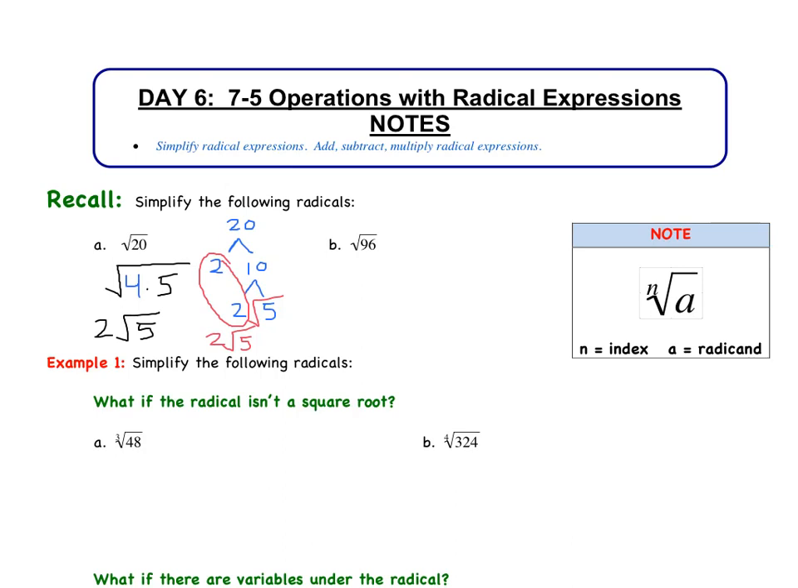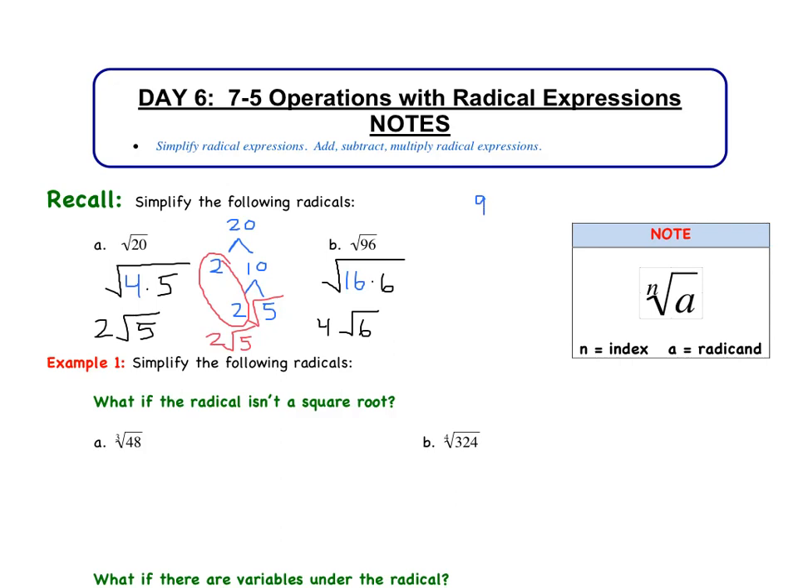Quickly looking at the square root of 96, we could say, let's look at the biggest perfect square that goes into 96. Maybe we recognize right away that the biggest perfect square that goes into 96 is 16, and it goes into 96 6 times. The square root of 16 is 4, and we're left with the square root of 6 underneath our radical.